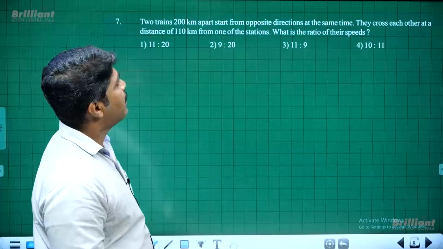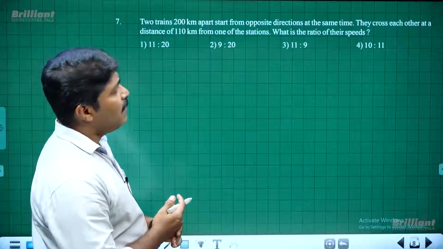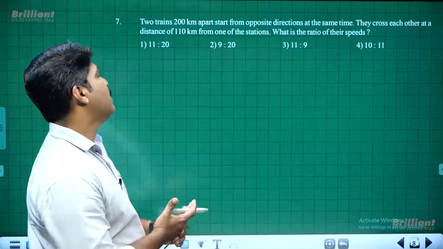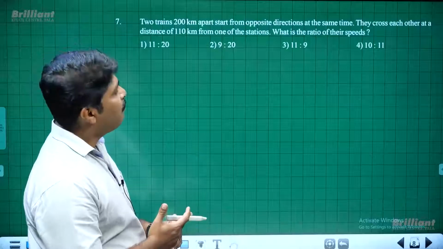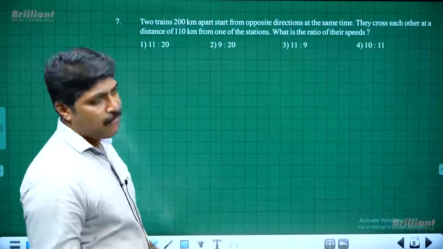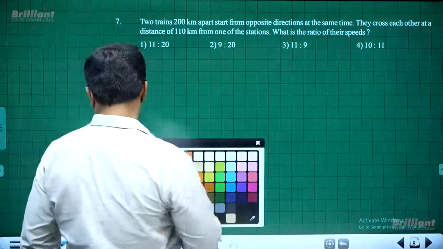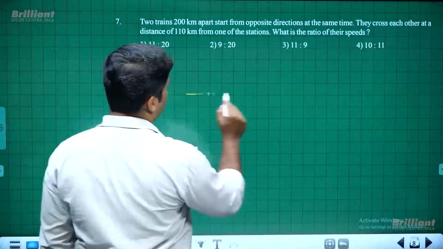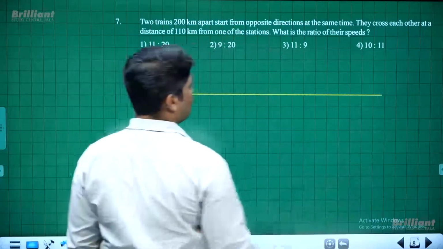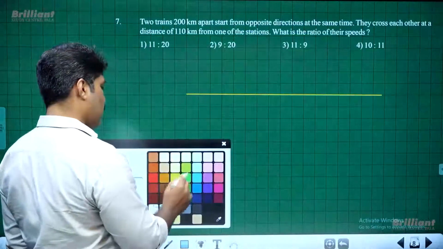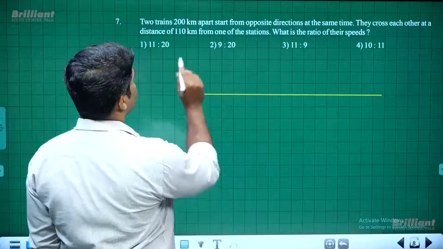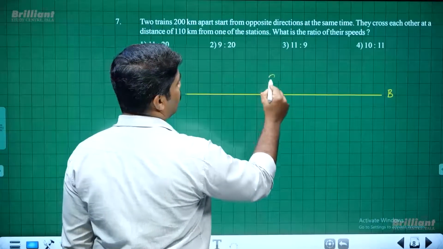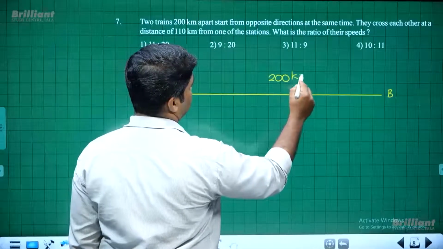Two trains 200 km apart start from opposite directions at the same time. They cross each other at a distance of 110 km from one of the stations. So what is the ratio of the speeds? Here we just consider a distance, or this track. This is the total distance, the difference between these two stations, stations A and B. So the total distance is 200 km.